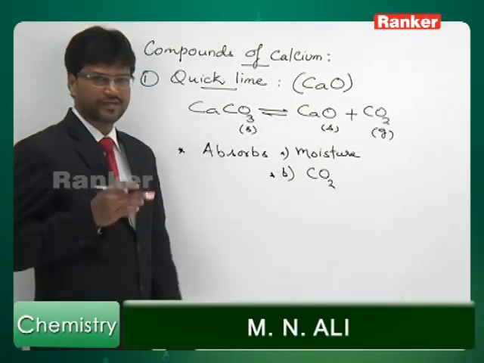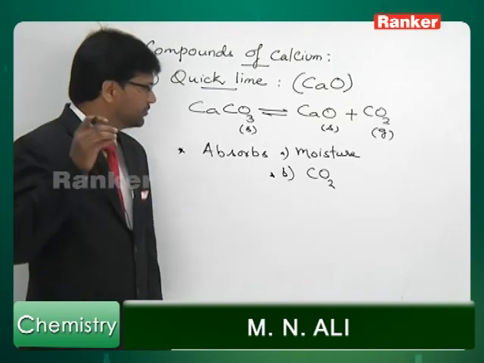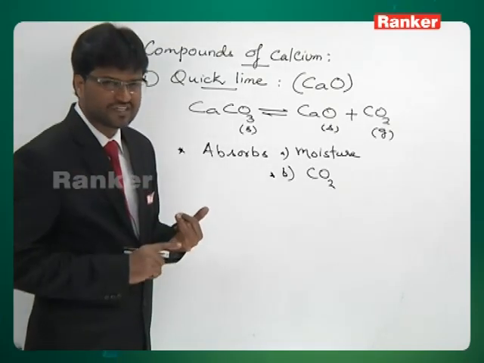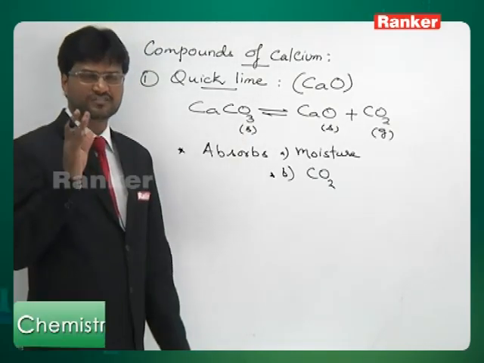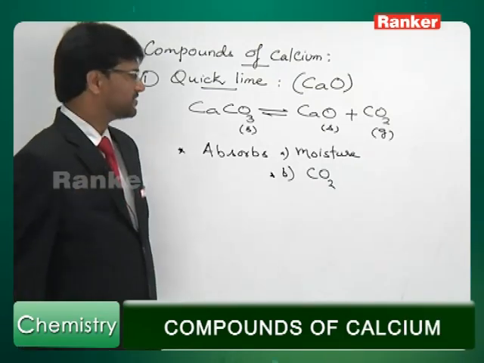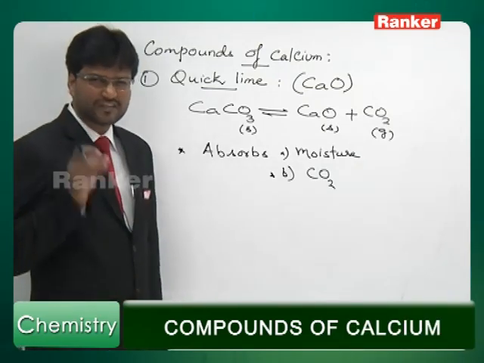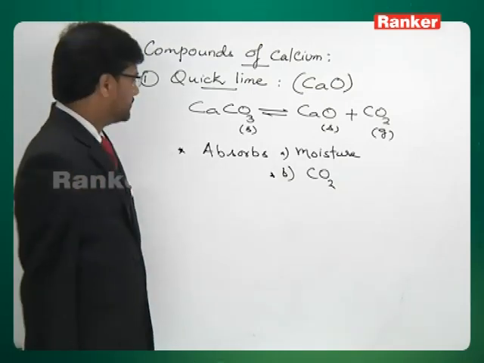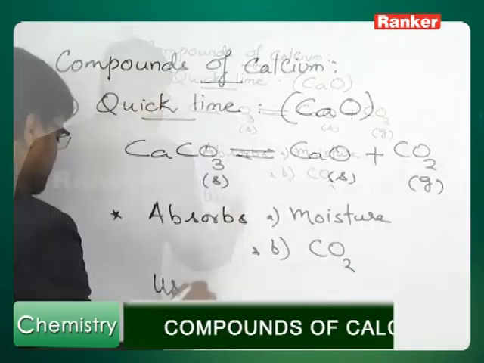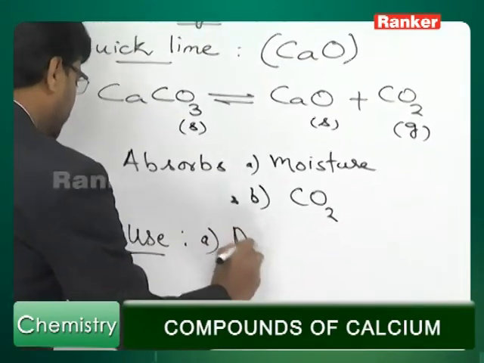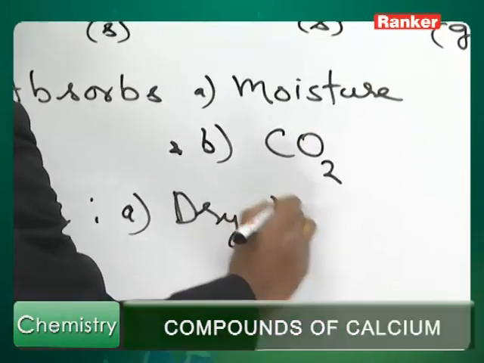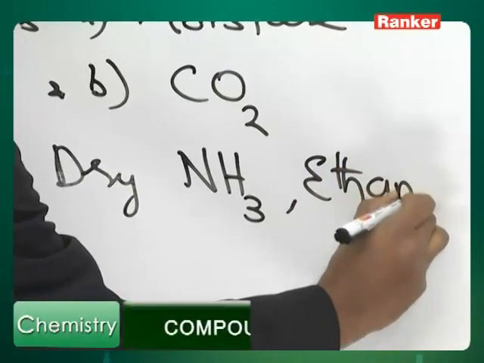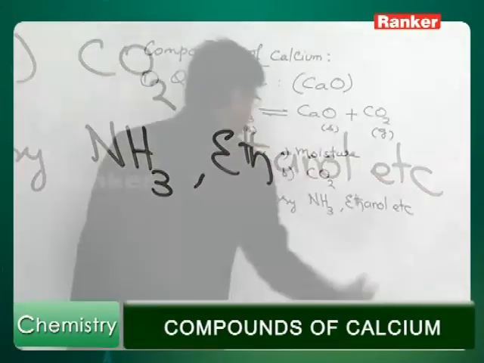This property is exploited in using calcium oxide for drying gases. But remember, you cannot dry acidic gases using calcium oxide because calcium oxide is itself a basic substance. So it is specifically useful in drying ammonia gas because ammonia gas is a base. So it is used in drying ammonia gas, ethyl alcohol, you call it ethanol, etc.